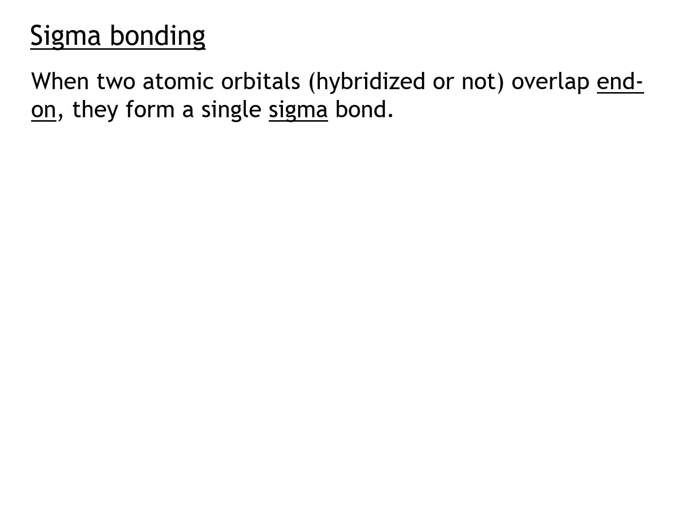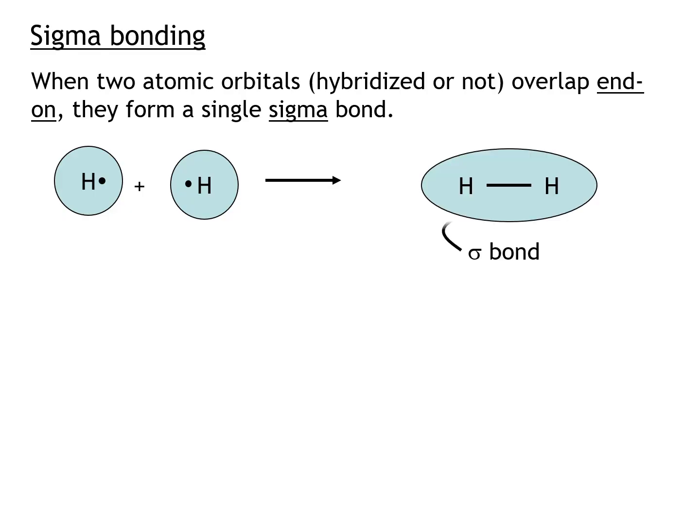When you have two atomic orbitals, either hybridized or not, they come in and they overlap end-on, which is the only way they can form that bond initially. They're going to form a single sigma bond. So here are two hydrogen atomic orbitals, and we're going to let them overlap. And so there's our single bond, and that's a sigma bond. Just remember, the first bond you're going to form is a sigma bond.